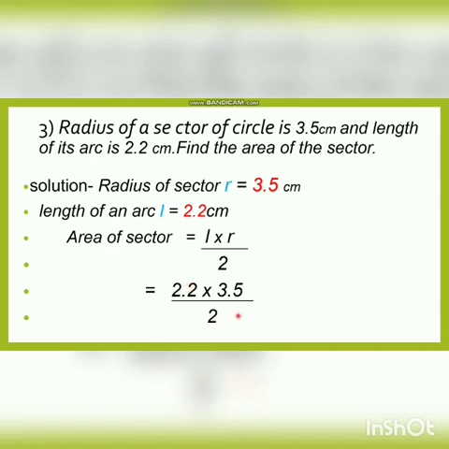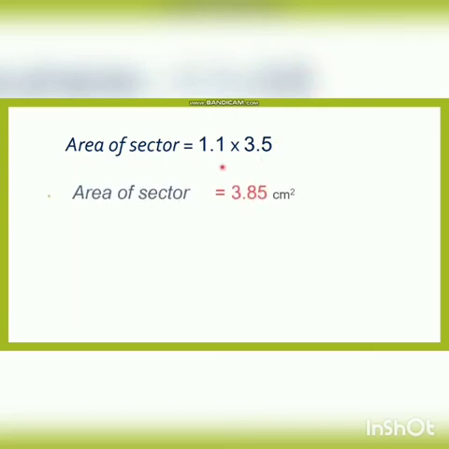Divide 2.2 by 2. On the next step, you get 1.1 into 3.5. Area of a sector is equal to 1.1 into 3.5. Multiplying 1.1 and 3.5, you get the area of a sector equal to 3.85 centimeter square. So, using the second formula of area of a sector with the length of an arc and the radius, we find the area of the sector, which is 3.85 centimeter square.